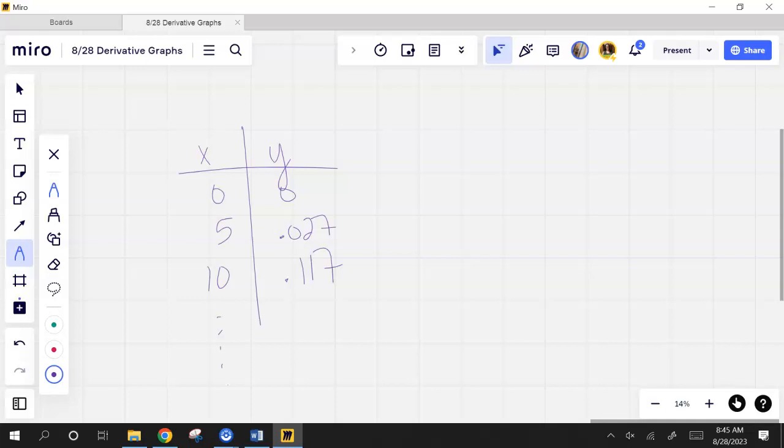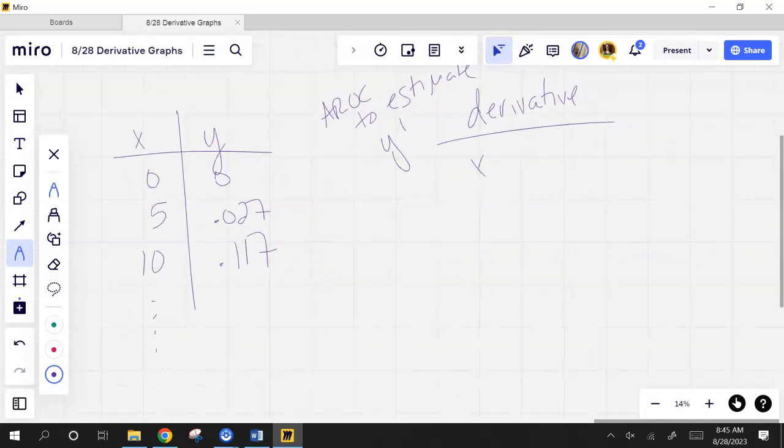Since I'm talking about derivative, I'm talking about slope of a tan line, right? I don't know the tan line here, so all I'm going to do is AROC to estimate the derivative. And whenever I graph it, my x is going to be the midpoint between the 2 points I'm looking at, and my y is going to be the slope between those 2 points. So what do I mean by that?